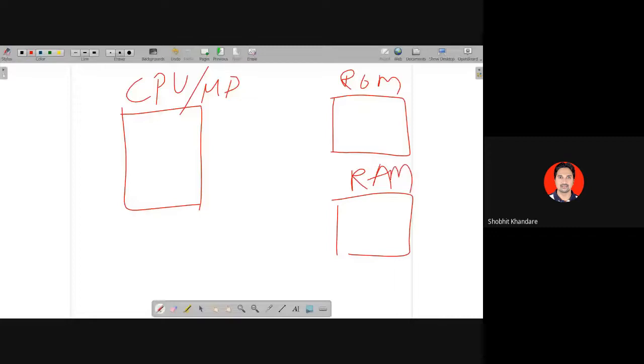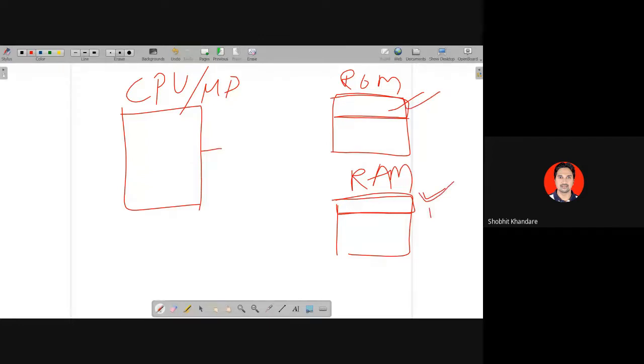why will it access RAM? Because the data is present in the RAM. Why will it access your ROM? Because your instruction, or you can say the binary code of an instruction, is present in the ROM. So whenever the instruction is present in the ROM, or whenever you want to access the data in the RAM, then your CPU has to access that data or instruction.